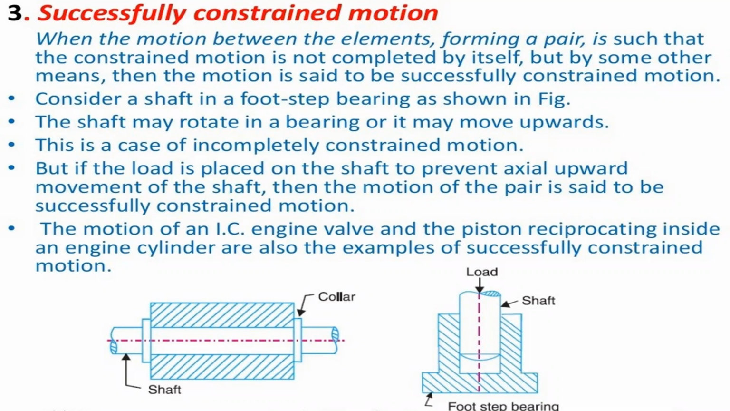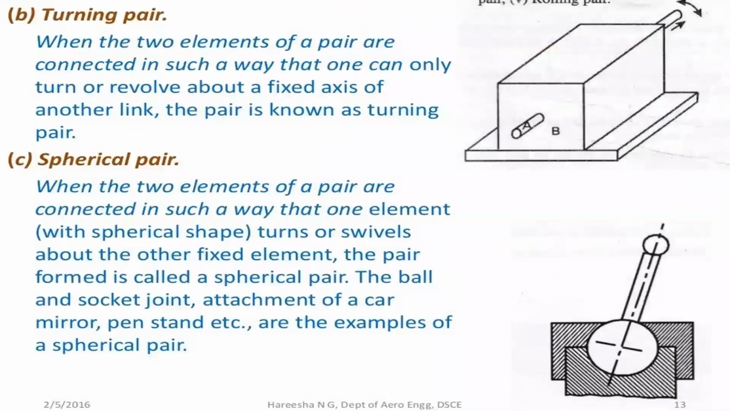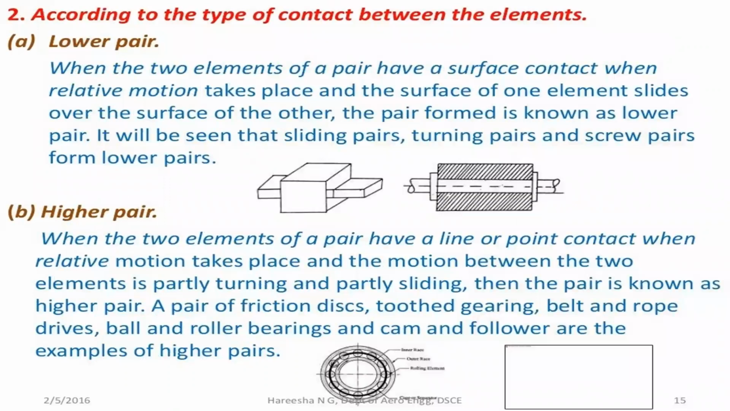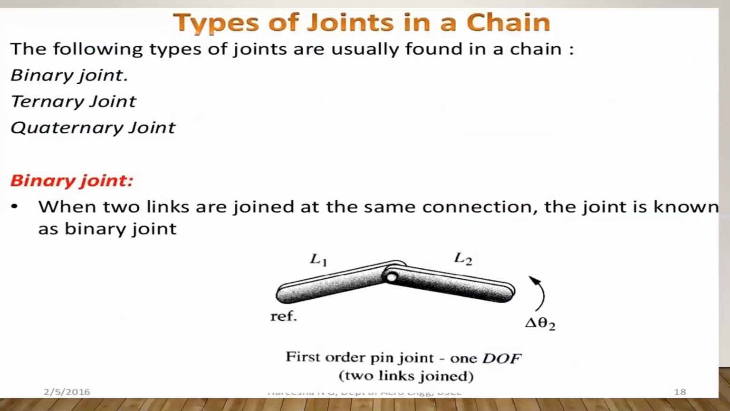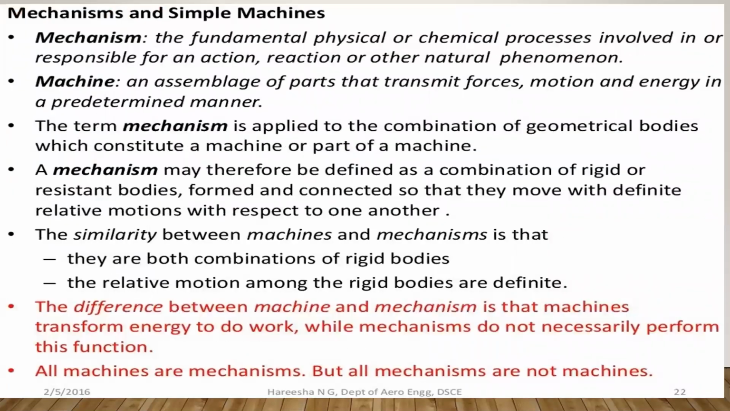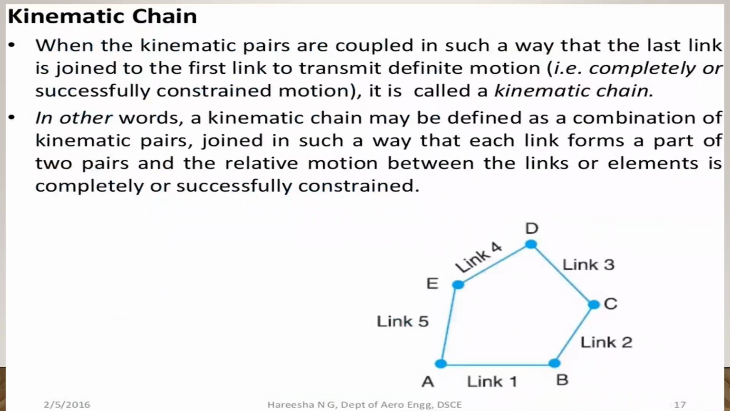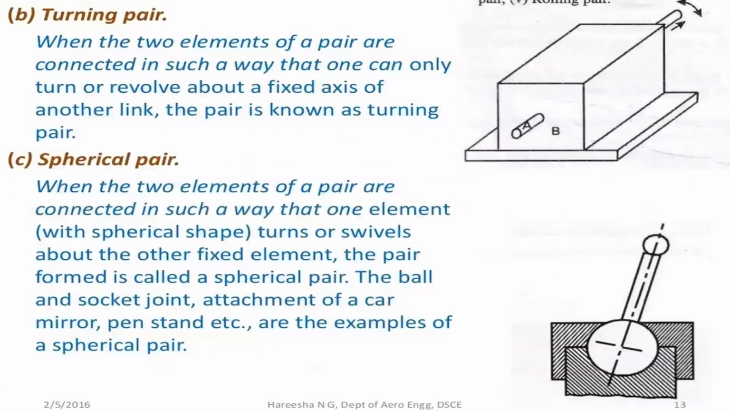In the next class, we are going to see the different types of kinematic pairs. We have already seen what a kinematic pair is. We are going to classify the kinematic pairs and see what the types of kinematic pairs are, and the different types of kinematic chains.